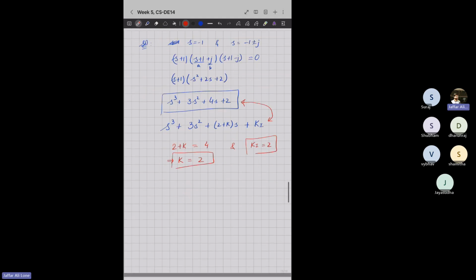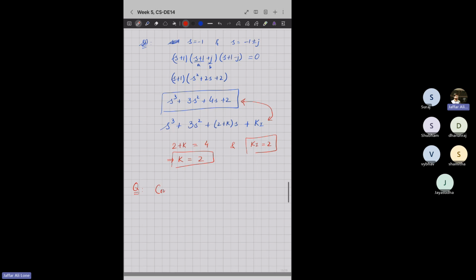Okay, if you do not have any question, then solve this question. Now we have found the value of K and Ki to be equal to 2. Consider the value of K found above. That means consider K equal to 2.